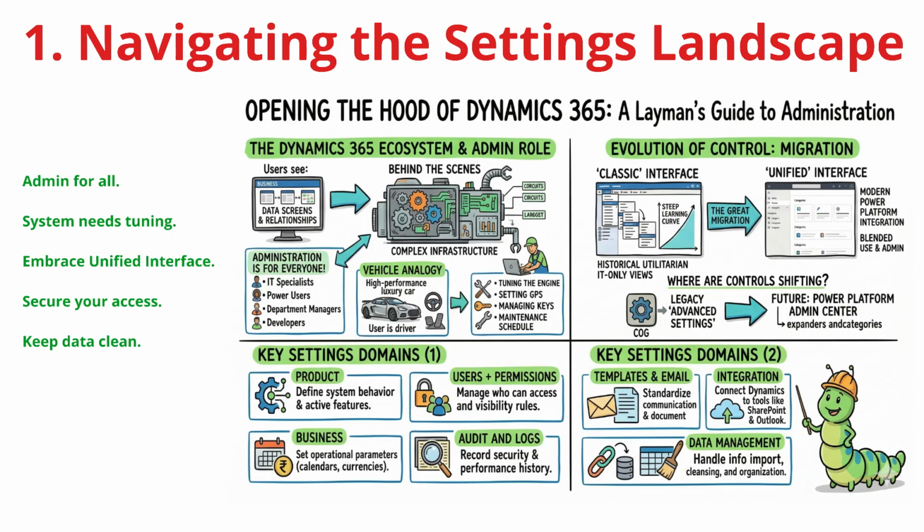We are witnessing an evolution of control, migrating from historical, steep learning curve classic views to the modern blended unified interface. Controls are shifting away from legacy advanced settings towards the Power Platform Admin Center. Our guide walks us through the essential settings domains, covering product behavior, securing the system through users and permissions, defining business parameters like calendars, and auditing for performance history. Finally, we must standardize communications via templates, connect systems through integration, and keep records healthy using data management tools.